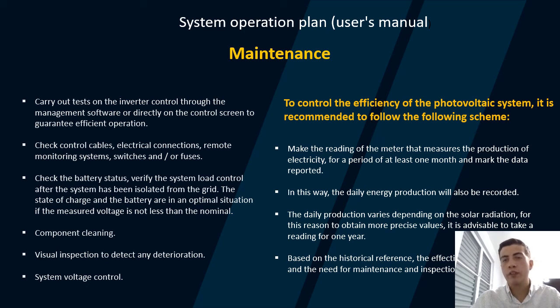To control the efficiency of the photovoltaic system, it's recommended to follow the following scheme. That is, make the reading of the meter, measure the production of electricity for a period of at least a month, and mark the data report. In this way, the daily energy production is also recorded. The daily production varies depending on the solar irradiation. For the reason to obtain a more precise value, it is advisable to take a reading for 1 year.